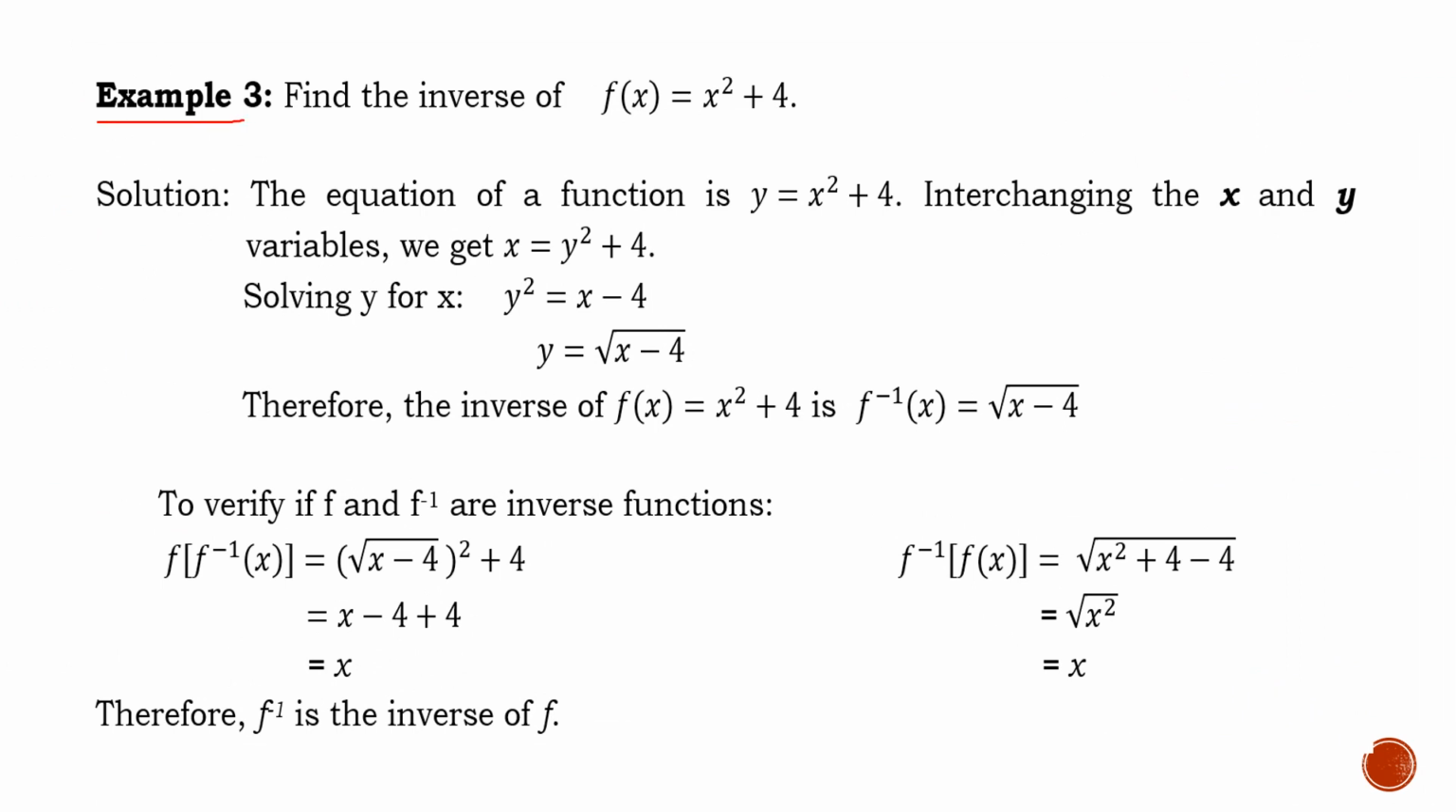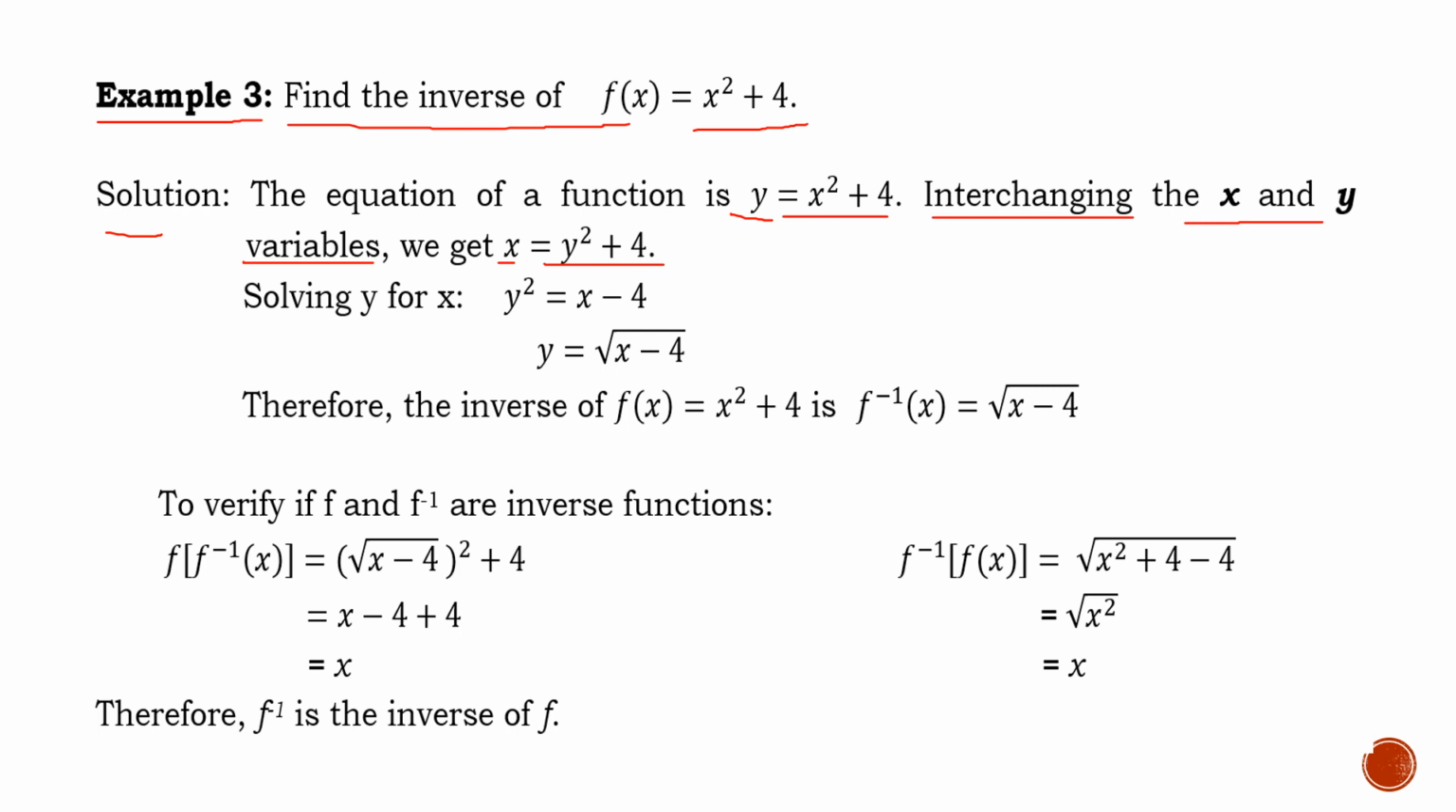So for example number 3, find the inverse of f of x is equal to x squared plus 4. So for our solution, it's the same process. We just simply write this given original function. So we replace your f of x by simply using your y. That's why it becomes y is equal to x squared plus 4. Now, next step is to interchange the x and y variables, or switching of positions between your x and y variables. So if we are done with this, we can rewrite this given function, so it becomes x is equal to y squared plus 4 now.